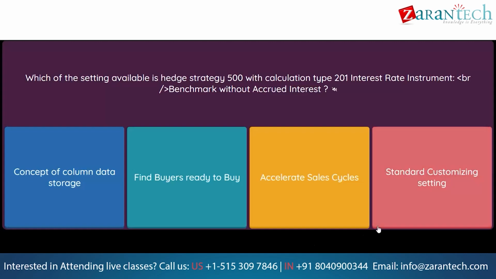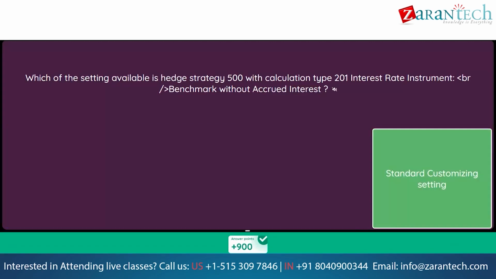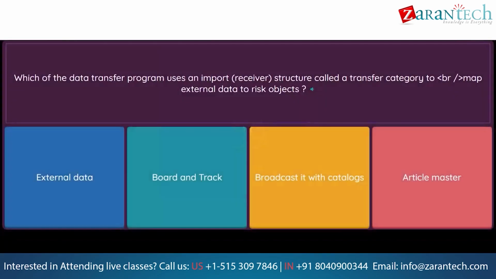Question, which of the data transfer program uses an import receiver structure called a transfer category to map external data to risk objects? Option 1 external data. Option 2 board and track. Option 3 broadcast it with catalogs. Option 4 article master.